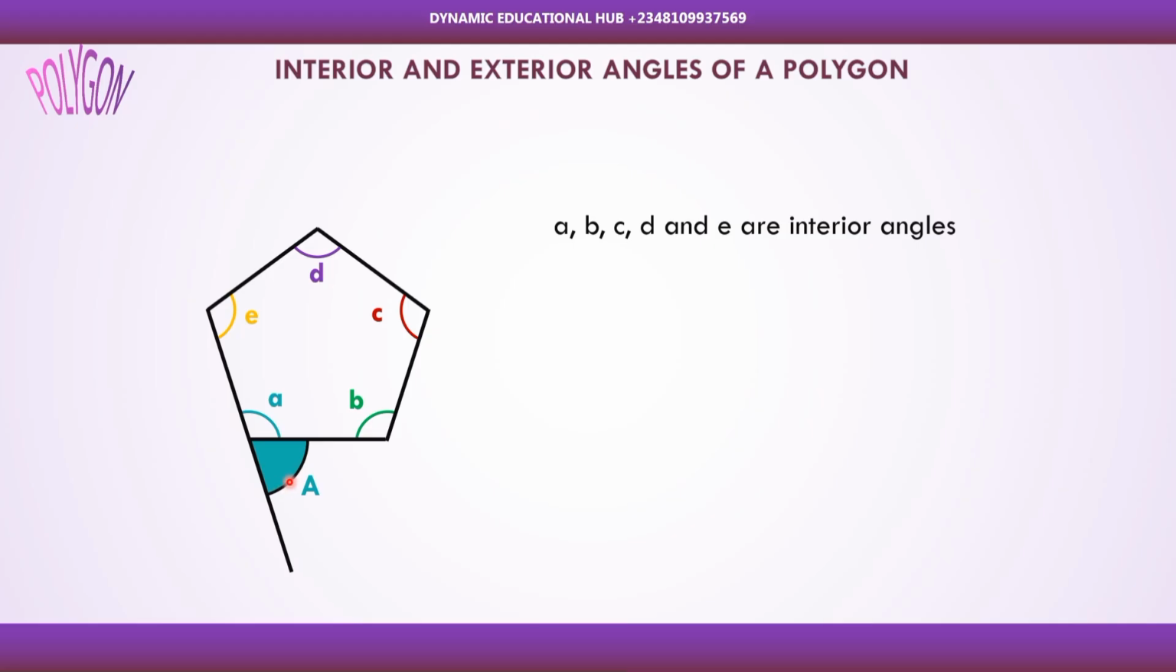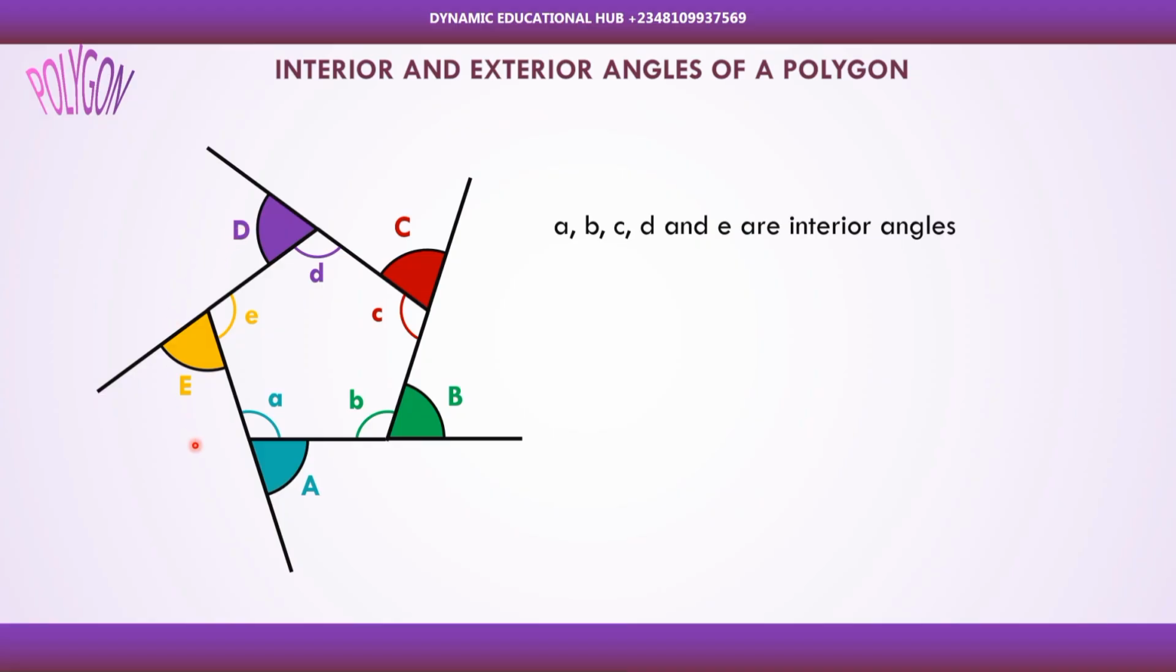And let's label it A. For this one, let's label it B. And for this one, let's label it C. For this one, let's label it D. And for this one, let's label it E. So we have interior and exterior angles. Interior angles are labeled with small letters and exterior angles are labeled with capital letters. Interior angles are denoted by just a stroke and exterior angles are denoted by filled color.